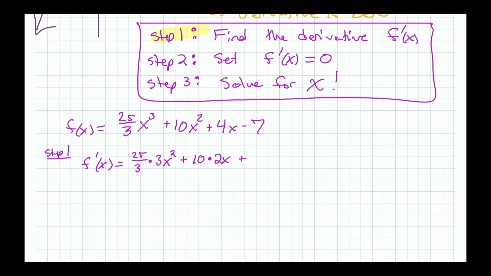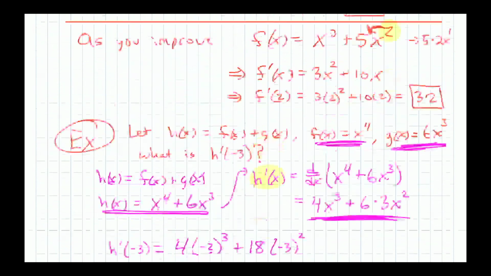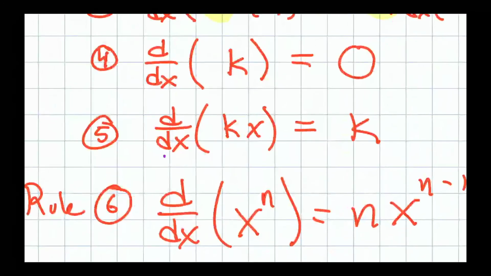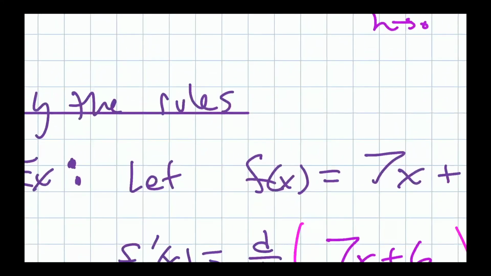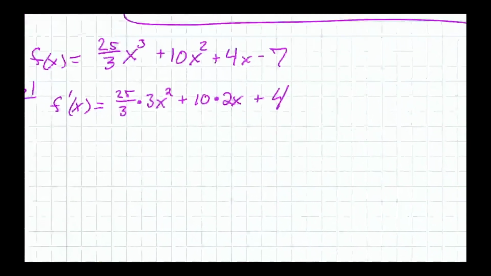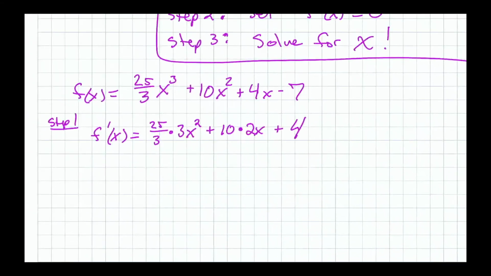Third one, the derivative of 4x. You don't need the power rule there, right? What's the derivative of 4x? 4. You can do that just from the basic rule, right? We have the derivative of kx is just k. All right, back here. What's the derivative of minus 7? 0. Remember, the derivative of a constant by itself is just 0. All right, so you have the derivative.